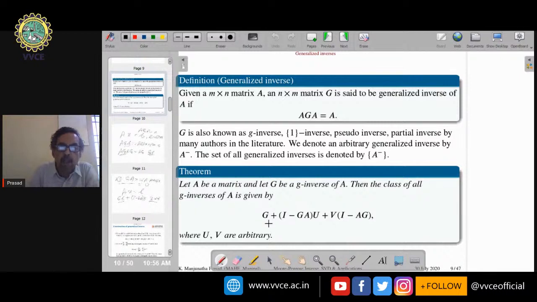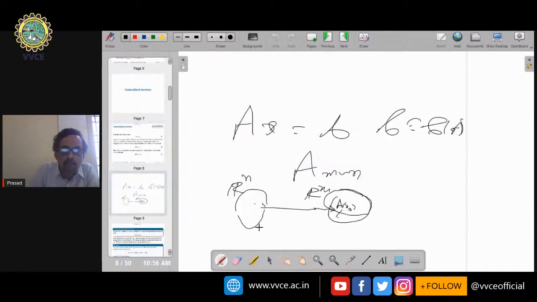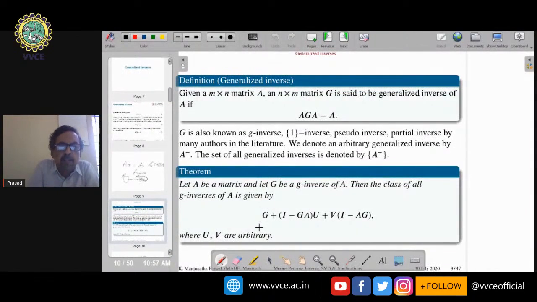G + (I - GA)U + V(I - AG). Look into these matrices very carefully. By pre-multiplying by A here, you get A(I - GA) is 0. Similarly, by post-multiplying by A here, you get this particular part. When you multiply, you get the 0 matrix. So that I get A times this given matrix times A happen to be A. So these are all different generalized inverses of A.